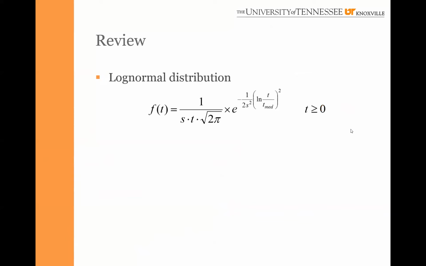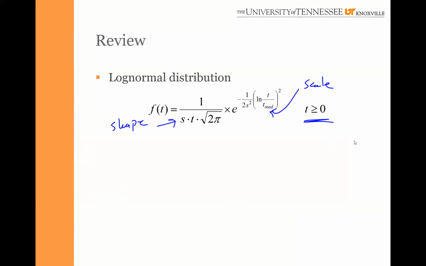Log normal, the last life distribution we looked at. Here again, we have two parameters, S and Tmed. Do you remember what they are? S is the shape parameter, Tmed is the scale parameter. Again, a positive random variable.